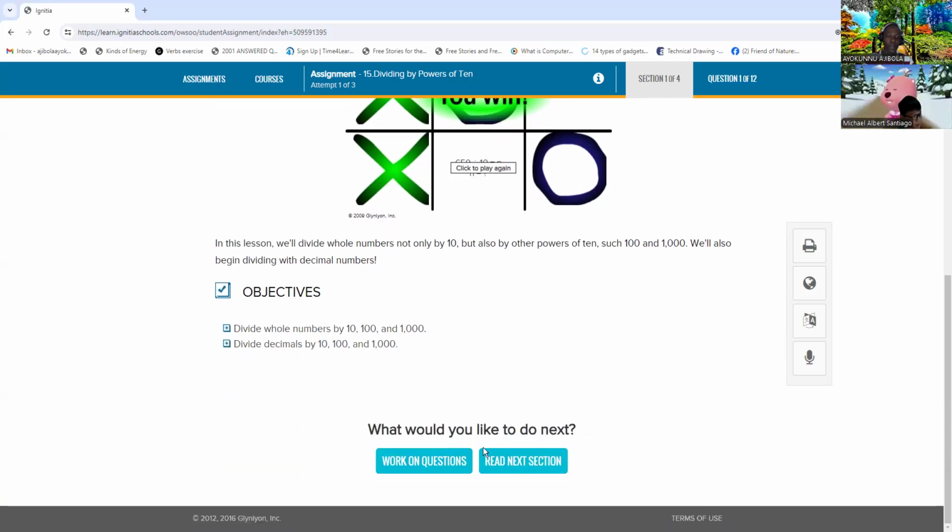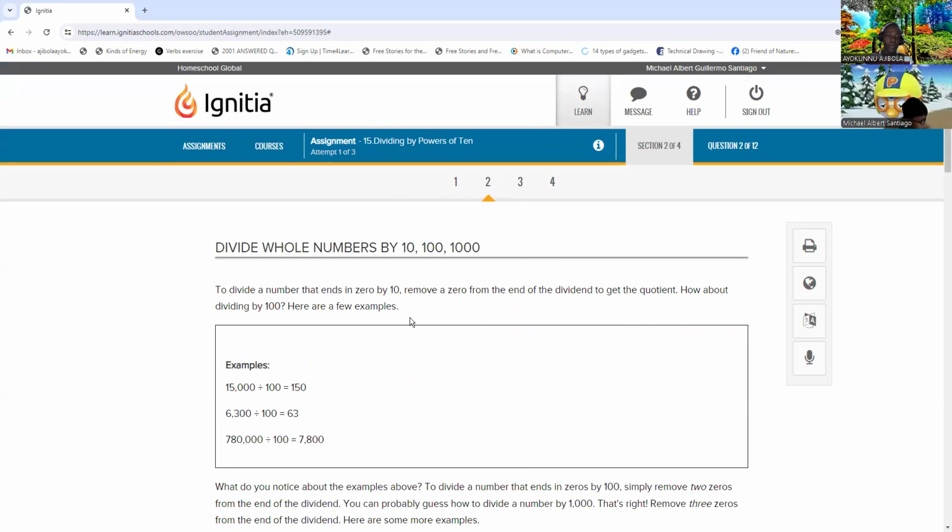I think we can go to the next session before we work on questions. Let's look at all this. To divide a number that ends in 0 by 10, remove a 0 from the end of the dividend to get the quotient. Is that clear? Yes. How about dividing by 100?